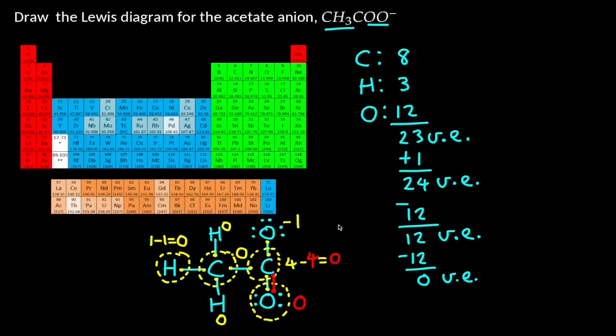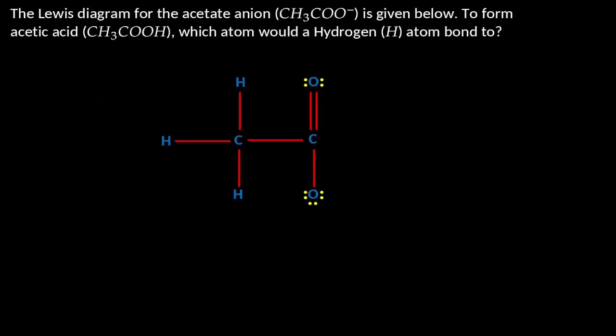And therefore this here is our likely Lewis diagram for our acetate anion, where the net formal charge is equal to the charge on the ion. And note that this is a resonance structure, because we could have assigned the bond from the upper oxygen also. The Lewis diagram for the acetate anion is given below.